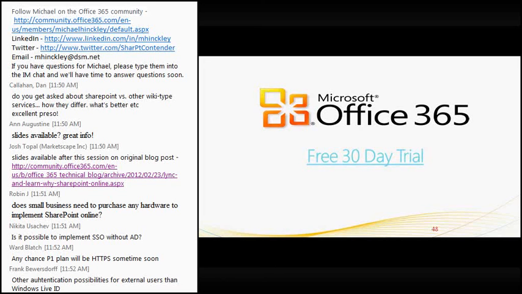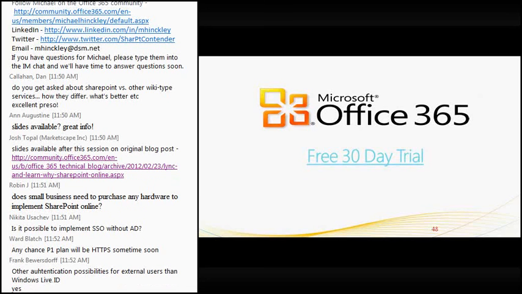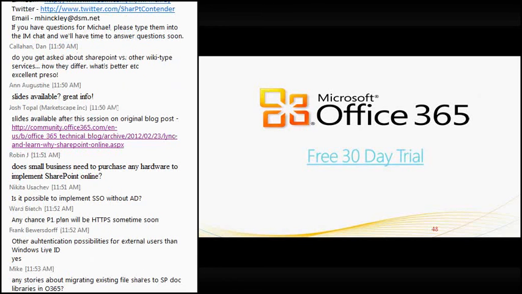And then Frank asks, other authentication possibilities for external users than Windows Live ID. So you're asking, are there other possibilities for external users to authenticate other than Windows Live ID? Do you have any idea about this, Michael? No, I don't believe there are. I believe you can associate an email to a Live ID now, but I think Live ID is the key.